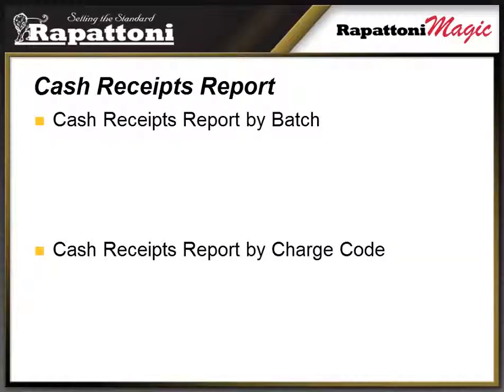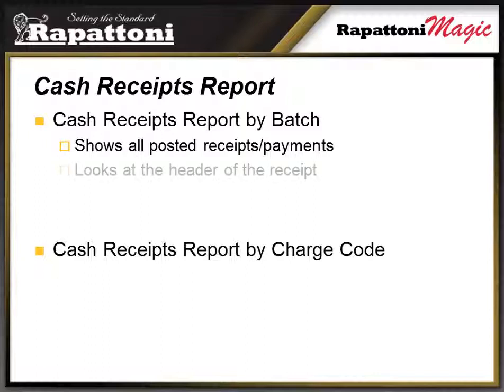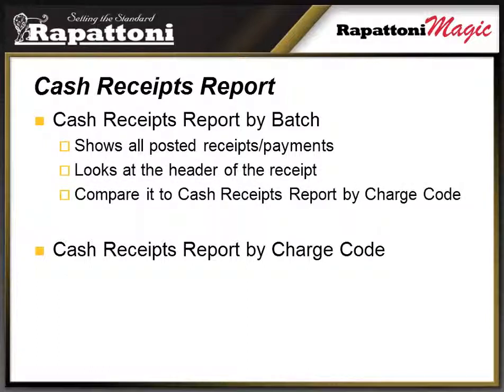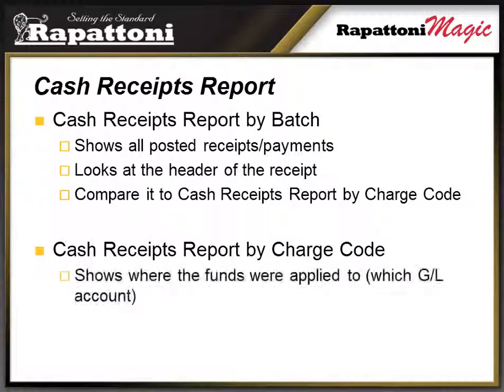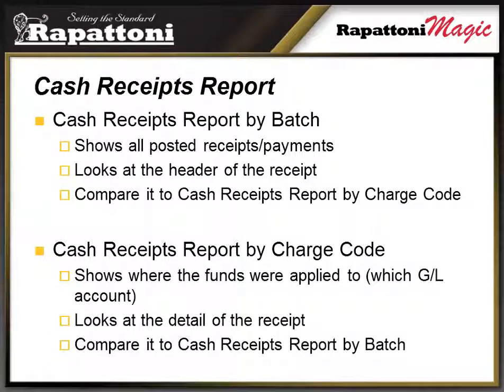Now, let's review. Cash receipts reports help you identify any corrupt data within your receipts. Each receipt consists of two pieces, the header and the detail. The first report, cash receipts report by batch, shows all posted receipts and payments. It looks at the header of the receipt, and you're going to compare that report to your cash receipts by charge code. Cash receipts by charge code shows us where the funds were applied, which charge code relates to which GL account. It looks at the detail of the receipt, and you can compare that to the cash receipts report by batch.